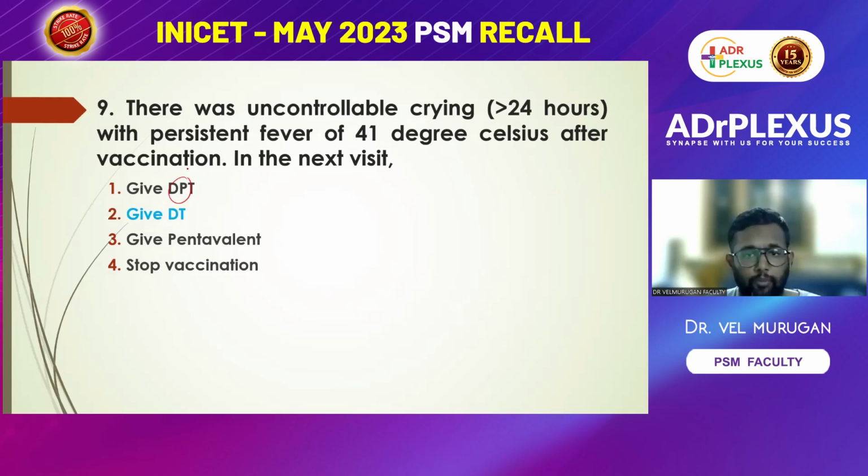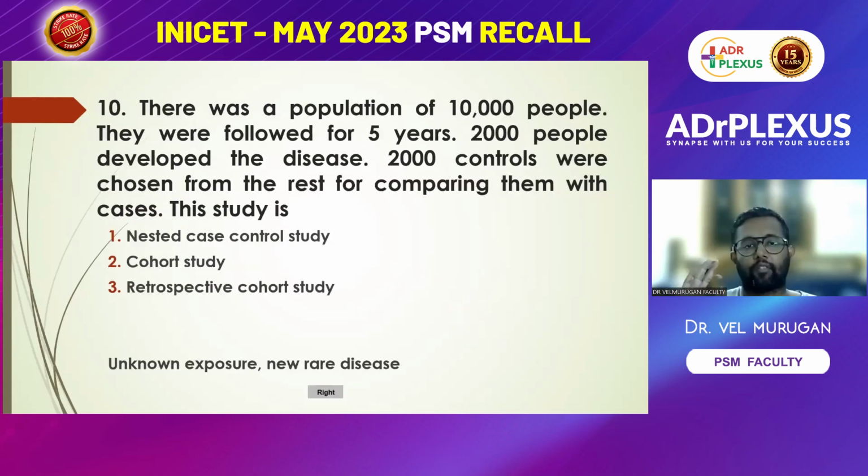I'm not sure of the options, we just made options as much as possible. So we have to avoid the pertussis component. That's all the message. So there was a population of 10,000 people in a village or in a study site.